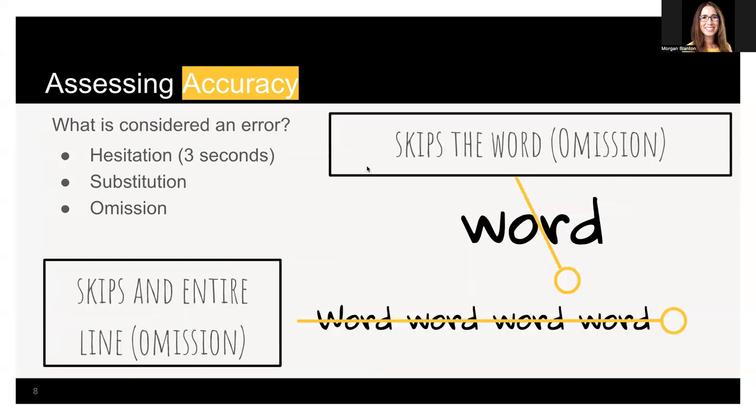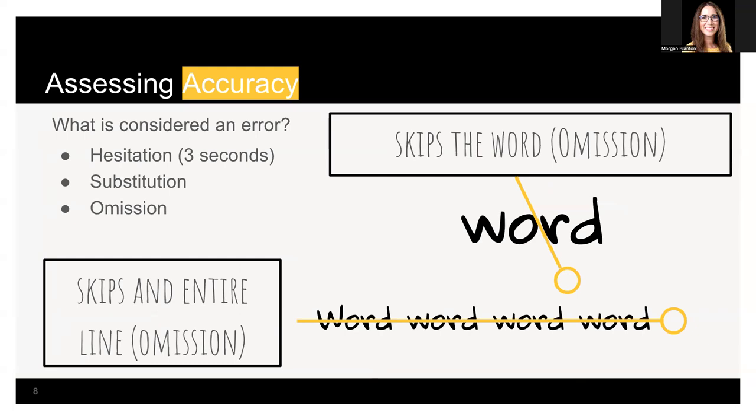And then this last kind is omission, and this could look a little different depending on what the student skips. Sometimes students skip a word. Maybe they're on a roll when they're reading and they just accidentally skip a word. So what I do is I would mark it and put this little O down there just to remind myself that it was omitted.